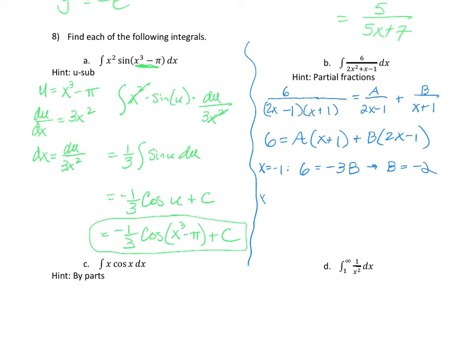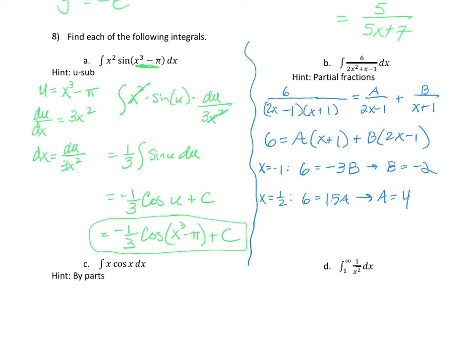And then if x is a half, then I get 6 equals 1.5A plus 0B. So 1.5 goes into 6 4 times. So A is 4. Okay, so I have run out of room, but I think I have enough to finish up here.